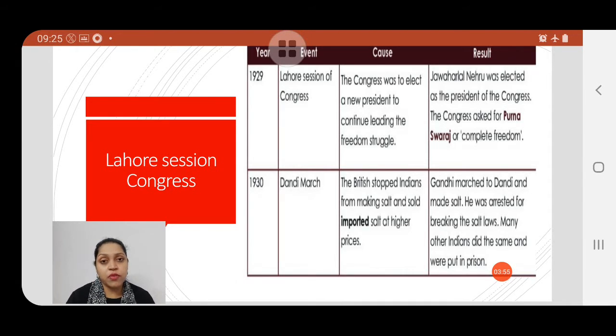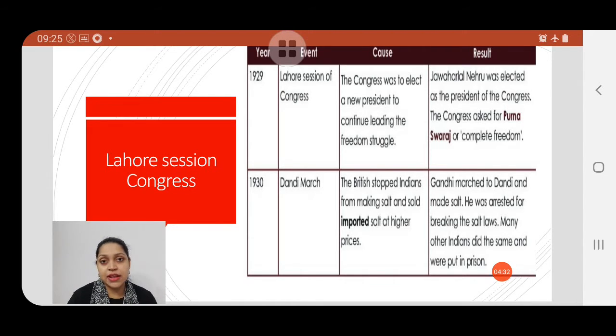So in the Lahore session of Congress, what happened? What was the cause? The Congress was to elect a new president to continue leading the freedom struggle. The Congress people wanted a new president, so they asked people to vote in the Lahore session of Congress. And you know who got elected? It was our first Prime Minister of India. What is his name, children? Yes, very good. It is Jawaharlal Nehru.